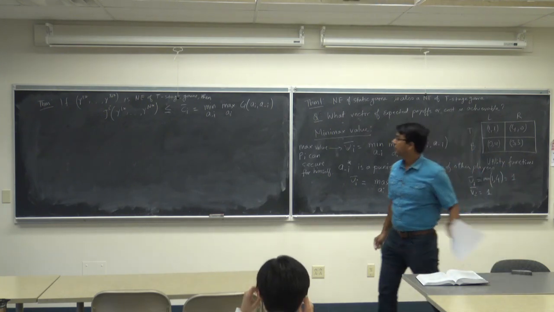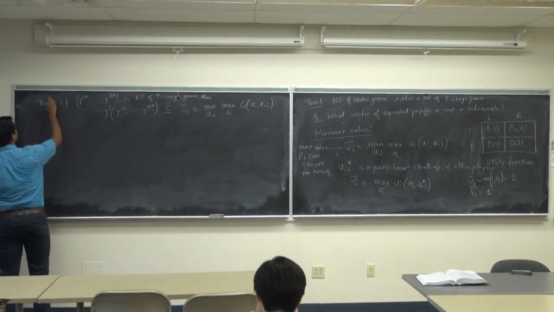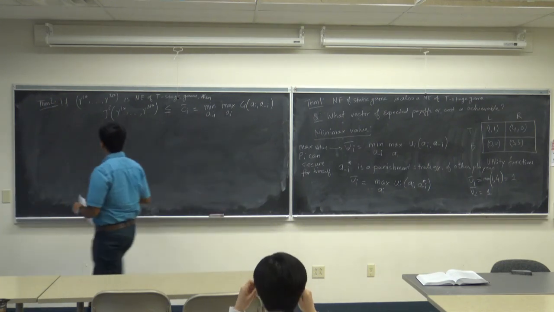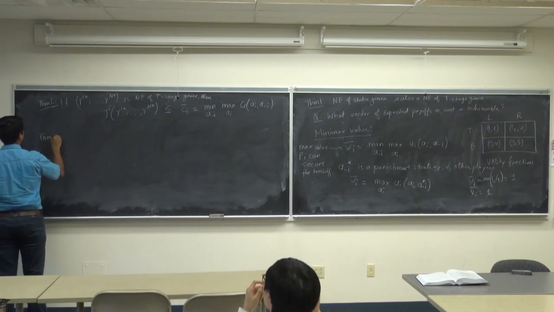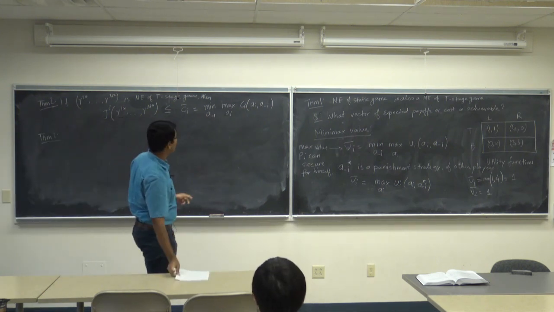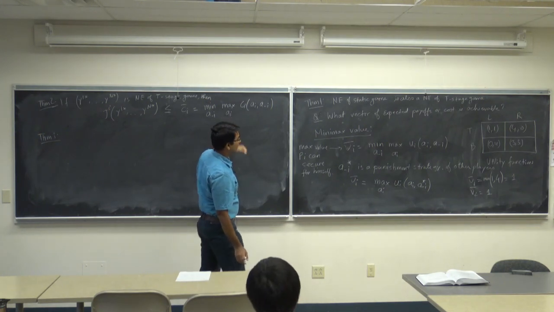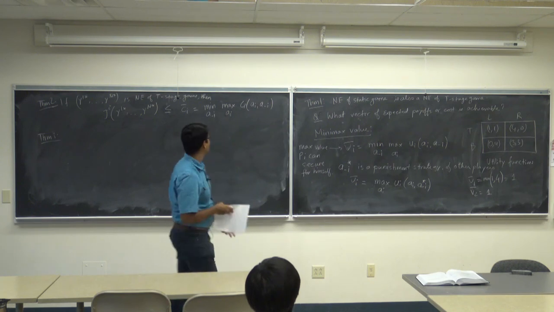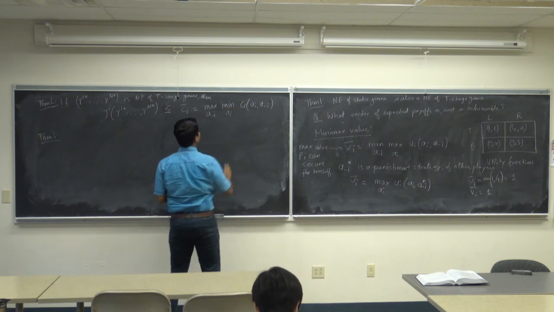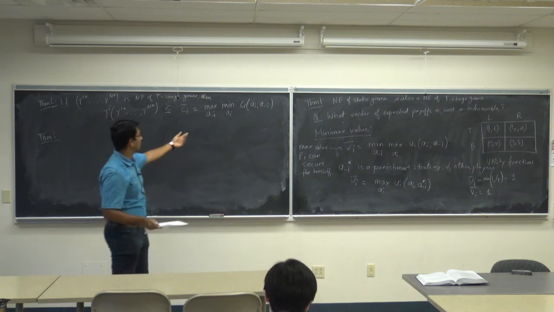Okay, and then there is the next result. These two, theorem 1 and theorem 2, are fairly obvious, not so difficult to prove. Theorem 3 is somewhat complicated. This is max, this is min. Max min, yeah, this is max min, correct.